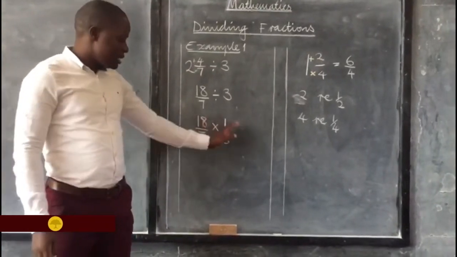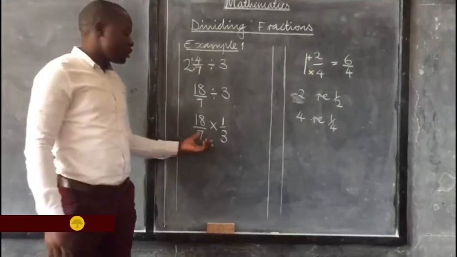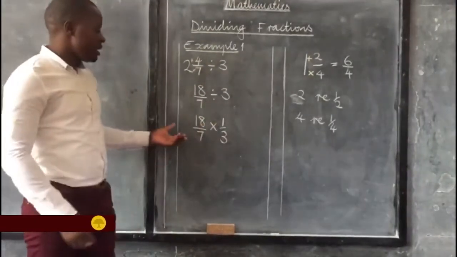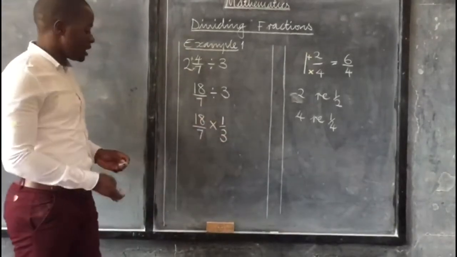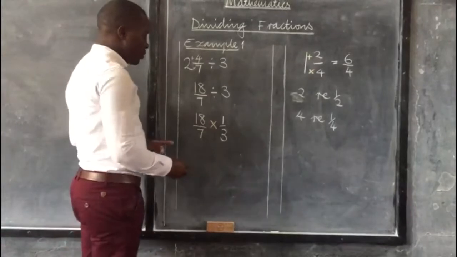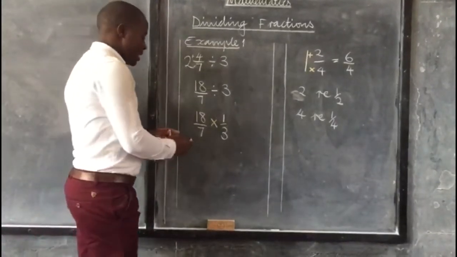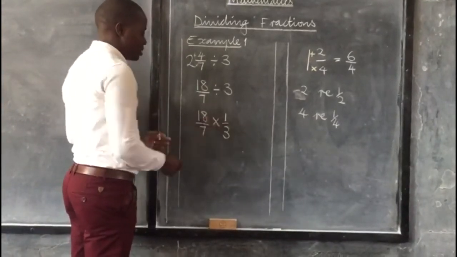The moment you reach this stage, the question becomes even simpler, because here you are going to work it out the same way we do it in multiplication. So here you are going to look for the numbers that can divide diagonally. Diagonally, I mean which number can divide the 7 and 1 without a remainder.